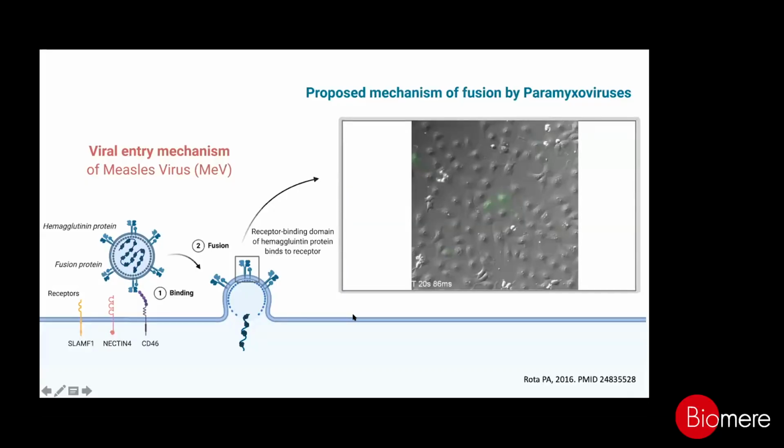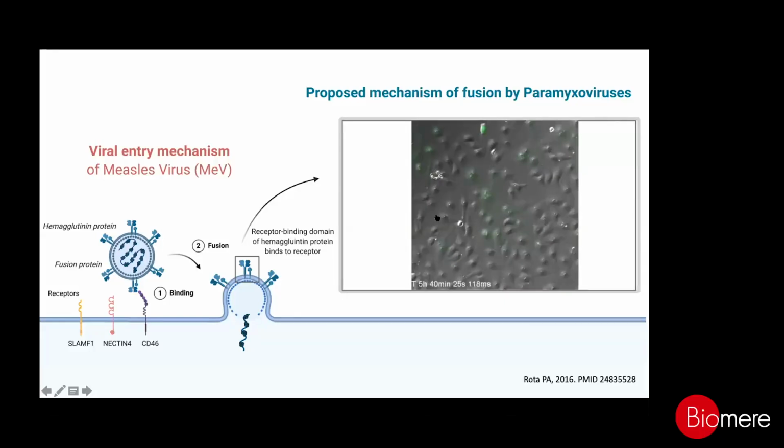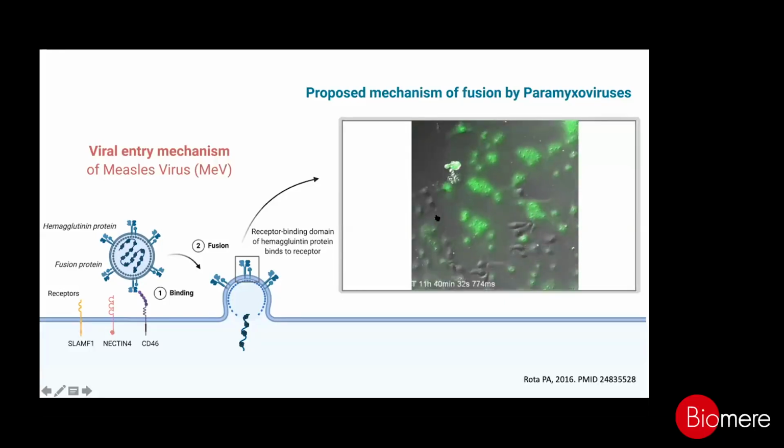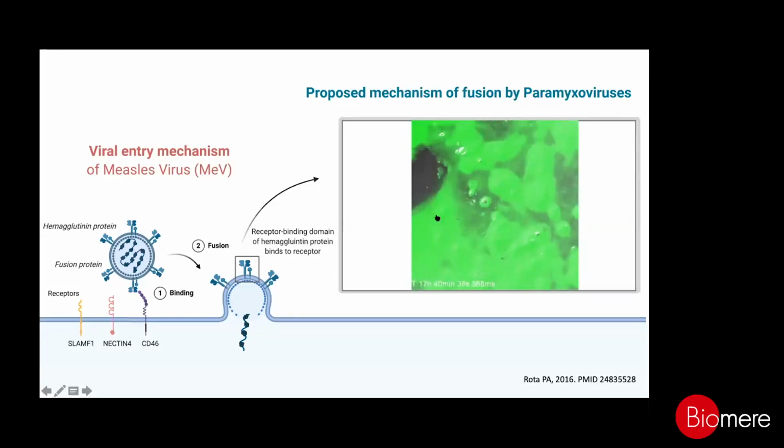Looking under the microscope, here we have time-lapse images of Vero cells infected with a GFP-expressing measles virus. We start seeing GFP-positive cells fusing to each other, growing in size until the whole monolayer is a giant syncytia.